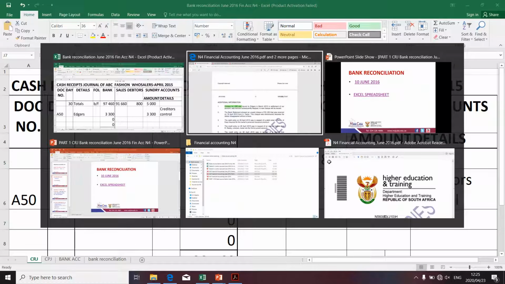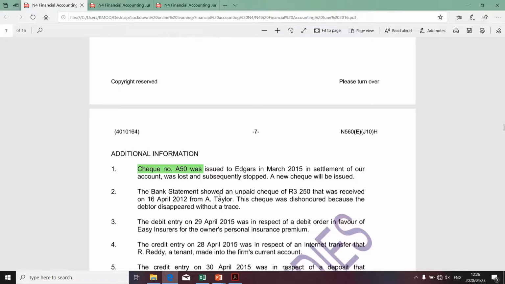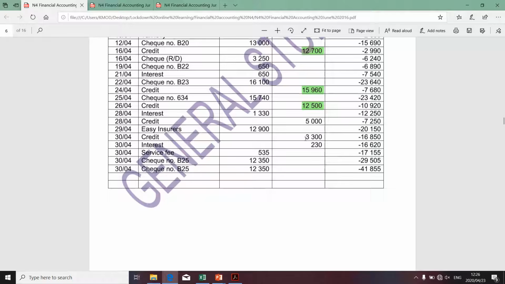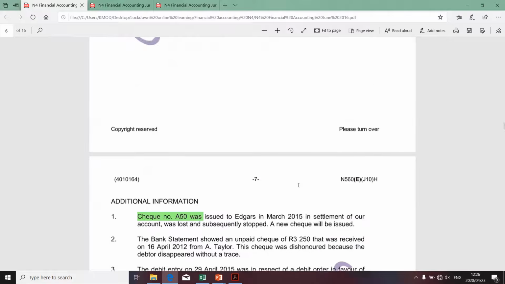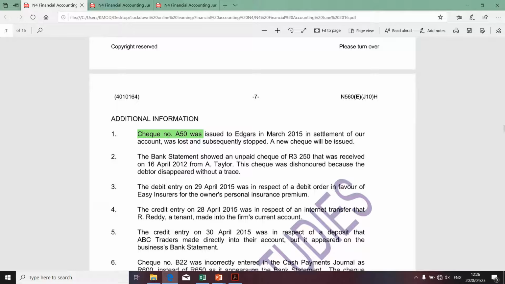Moving along swiftly, let's go back to our information. What else? Remember, we've already taken into account those transactions in regards to a comparison, but now we need to take them into account in preparation of the CRJ. However, we need to consult the additional information so that we can get further information relating to those transactions. The bank statement showed an unpaid check of 350. We're not going to take it into account because we're focusing on the CRJ. Don't worry, I'll explain this transaction when we're dealing with the CPJ. The debit entry, we're not going to take into account in the CPJ.